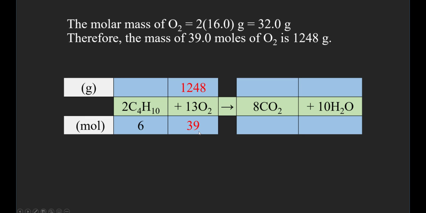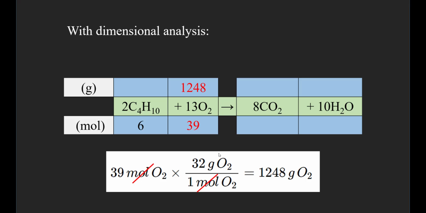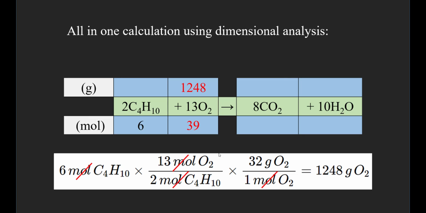So you're imagining 39 boxes, so to speak, of oxygen being required at 32 grams per box. The answer is 1248. And finally, again, like with a dimensional analysis to see it, 32 times 39 gives you the answer. And then one big calculation, so you see it all in one string, is 6 moles, 13 moles of oxygen needed for every 2 moles of butane, and then the oxygen weighs 32 grams per mole, so the answer is 1248.